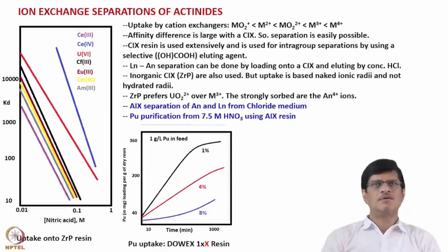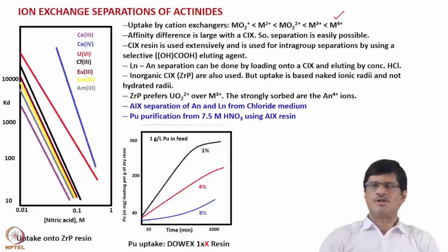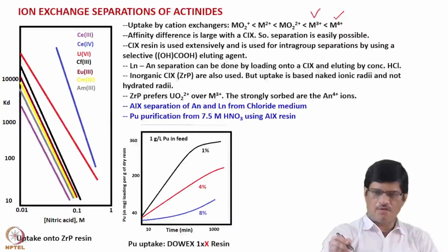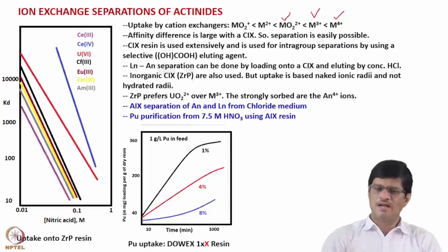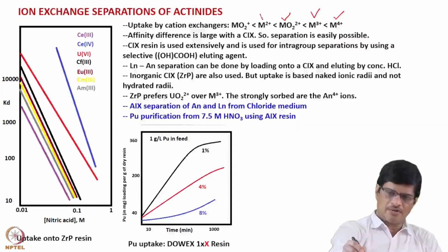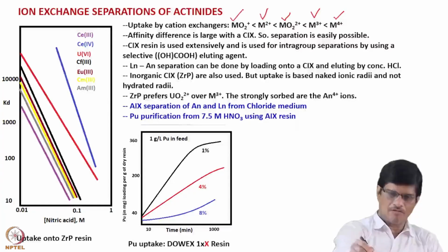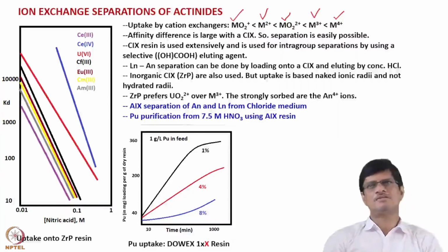The uptake by the cation exchange resin is given here. First are the tetravalent actinide ions, which form strong complexes, and their uptake is much larger than the other types of actinide ions. This is followed by the trivalent actinide ions, then the actinyl ions plus 6, that is MO2 2 plus, which is higher than that of the actinide plus 2 metal ions, and finally the actinyl plus 5 metal ions.